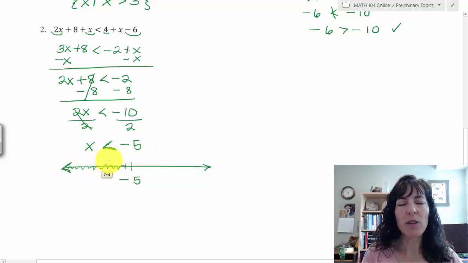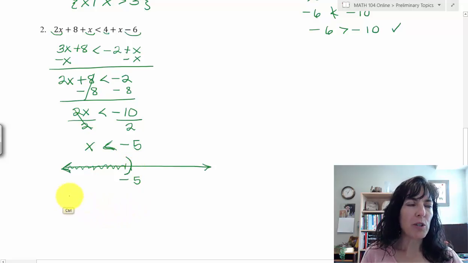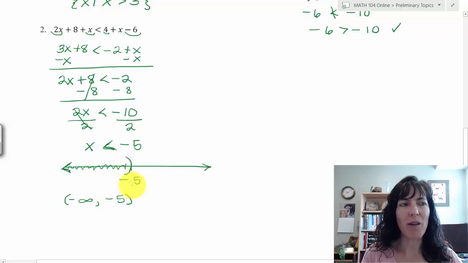That means I'm going to the left, filling in there, and it's strictly less than, so I'll need a parenthesis right at the negative 5, which leads me directly to my interval notation all the way from negative infinity to negative 5 with a parenthesis that comes straight from my graph. So the negative 5 with a parenthesis.